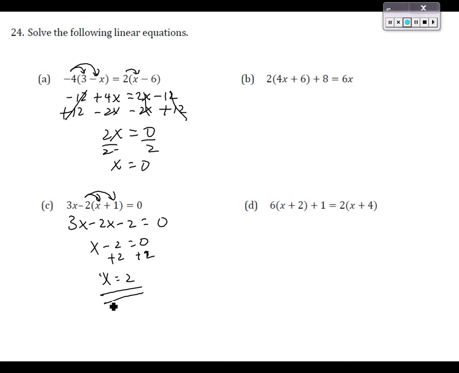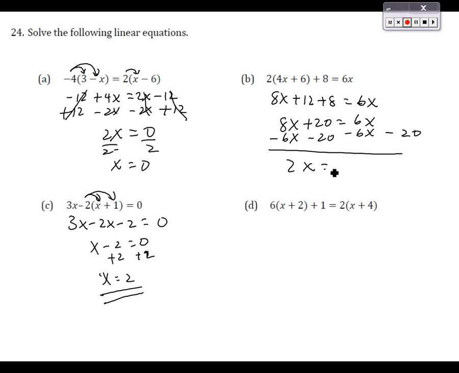And the same thing here, first distribute: 8x plus 12 plus 8 is equal to 6x. Now bring the variables to one side and the number to the other side. This is going to be 8x plus 20 equal to 6x. Minus 6x, minus 6x here, and move the 20 to the other side. Minus 20, minus 20 is going to be 2x equal to minus 20. Let's cross out and divide by 2, by 2, x equal to -10.